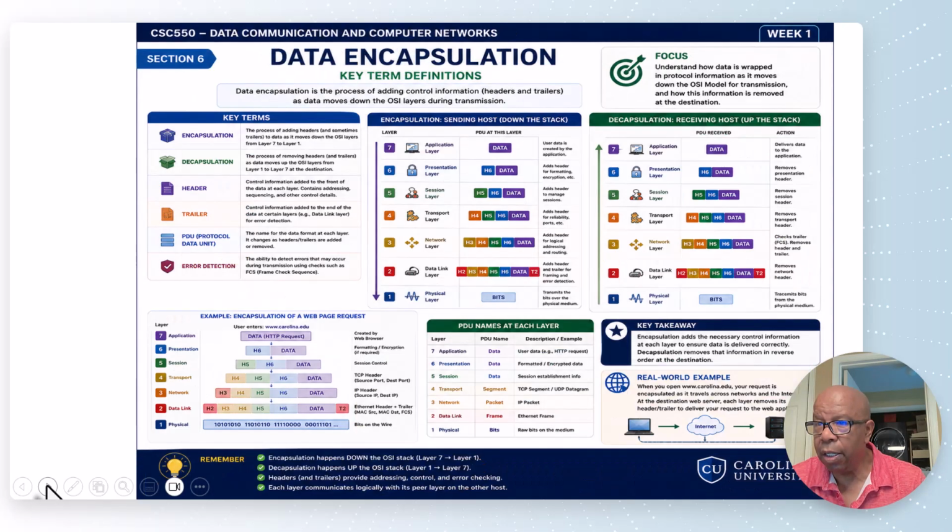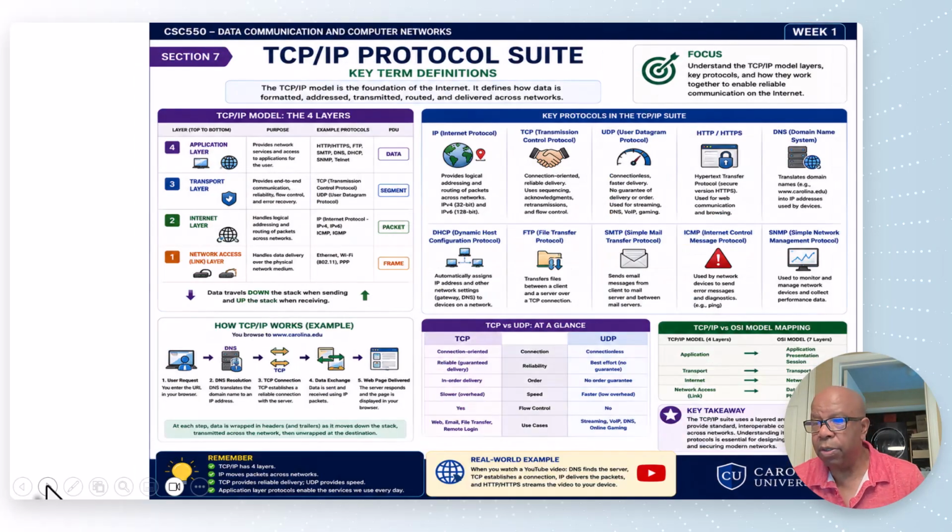Okay, OSI, data encapsulation. So TCP/IP. There are 4 layers, and here we have the purpose of each layer and what happens, and we've got examples of the protocol. We'll look at that and compare it to the PDU, where we look at the things that are at a packet level. But we'll walk through and have a very good understanding of how the TCP/IP protocol works.